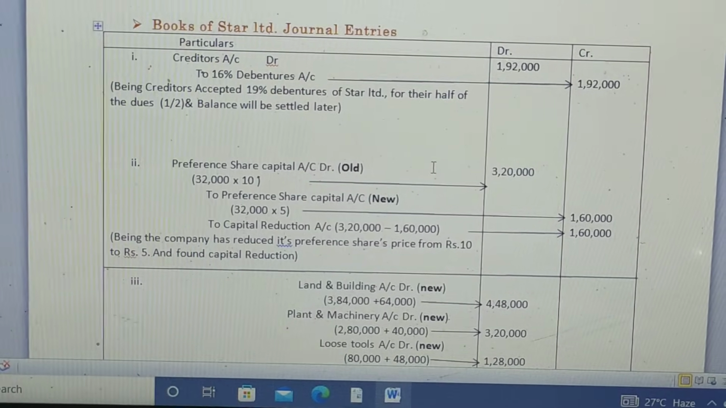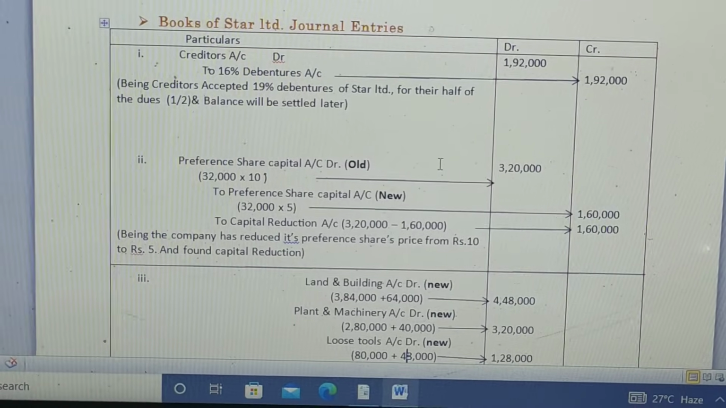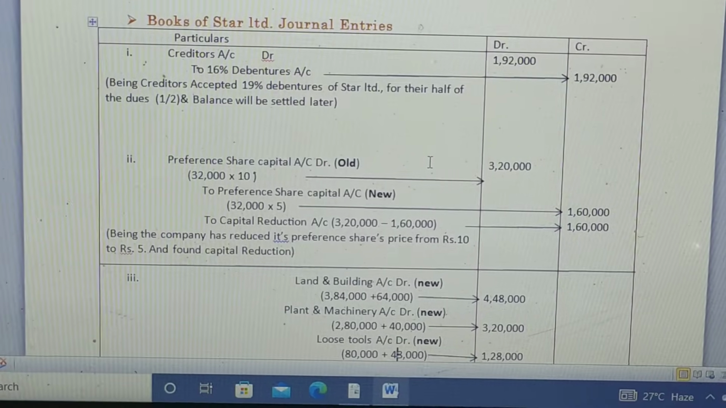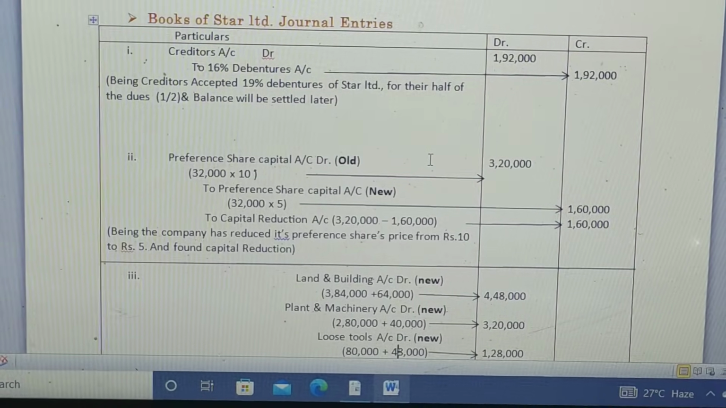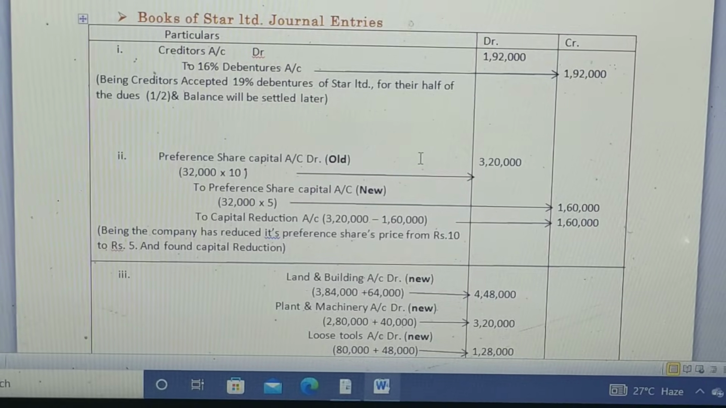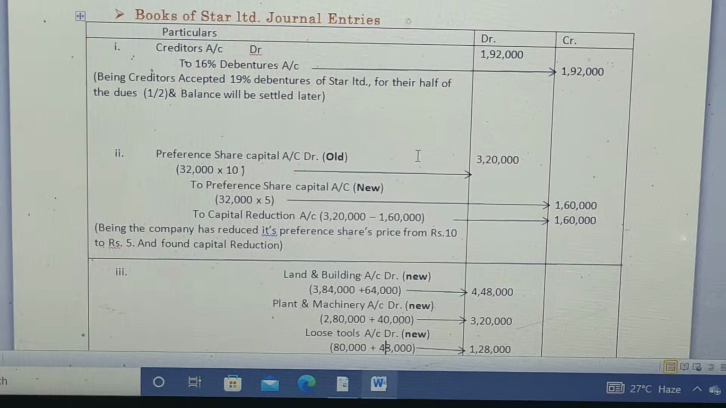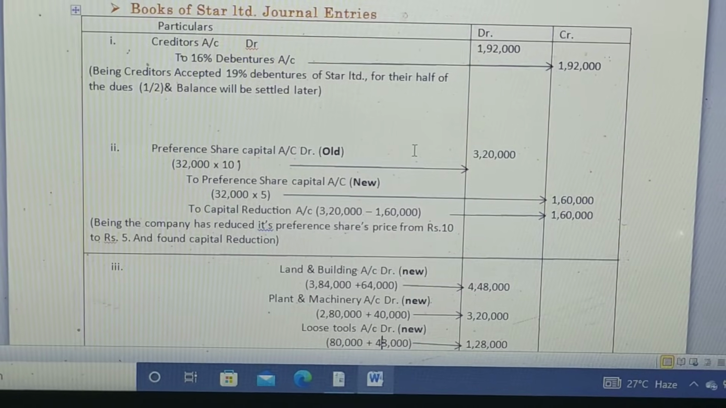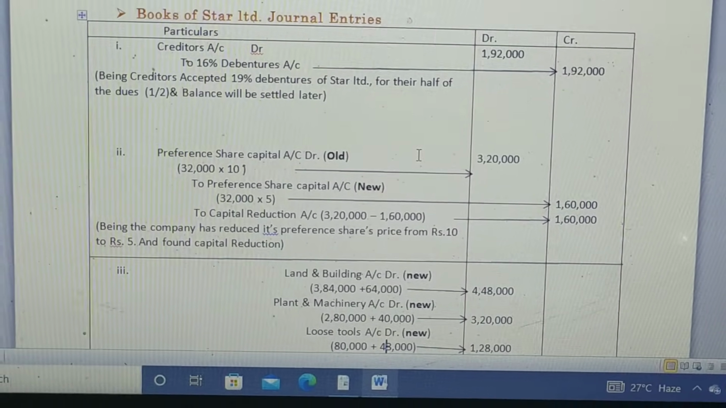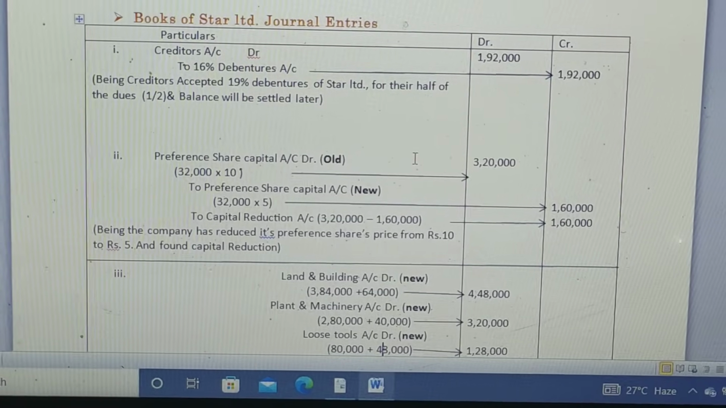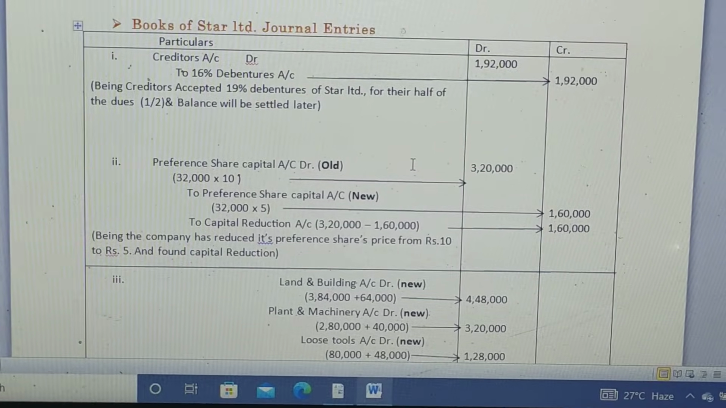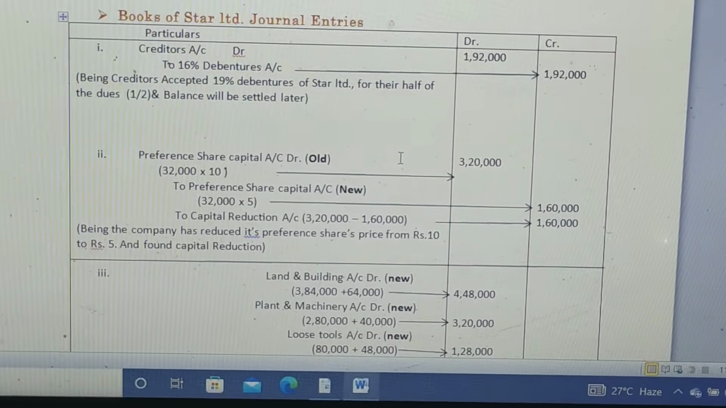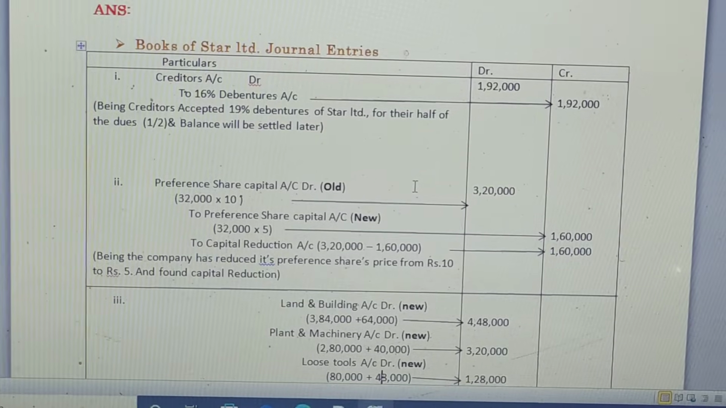And the second journal entry is preference share capital account debit. It is the old value, the old value amount is 3,20,000. It means 32,000 multiplied by 10, which we have to mention in the debit side in the rupees column. And to preference share capital account new value, from the adjustment, 32,000 multiplied by 5, the amount is rupees 1,60,000, which we have to mention in the credit side. Then we have to find out the difference value in the credit side. The difference value is 1,60,000. It means 3,20,000 minus 1,60,000.